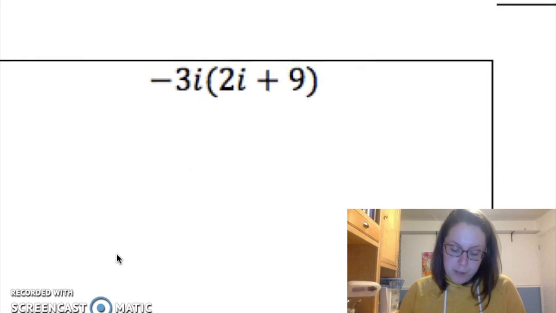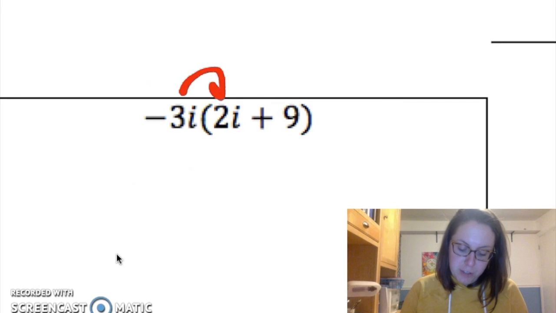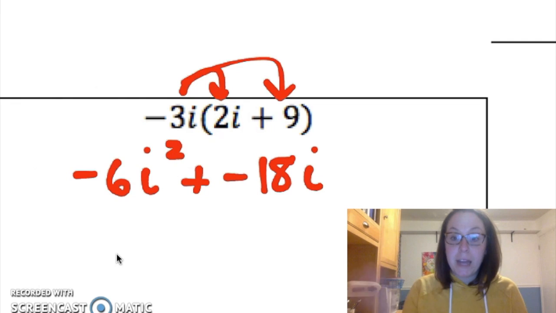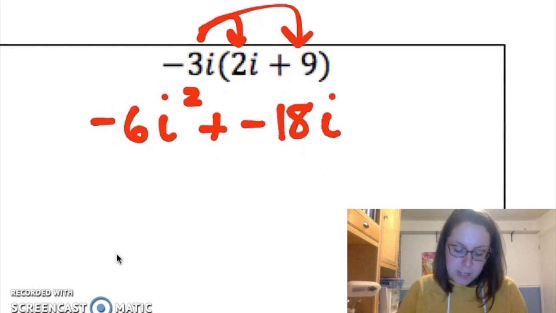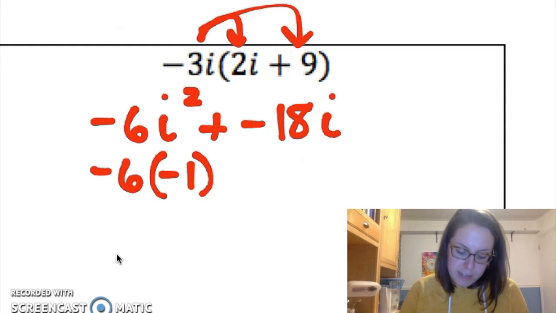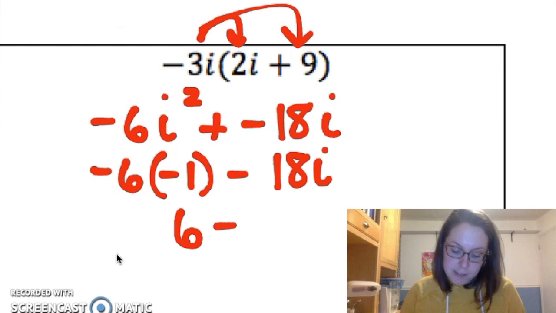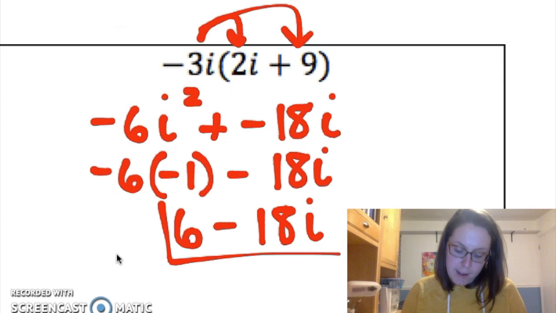So if I look at this one, I see that there's distribution. I'm going to distribute this out. So -3 times 2i is -6i squared, plus -18i. Now -6i squared is -6 times -1, so this is 6 minus 18i.